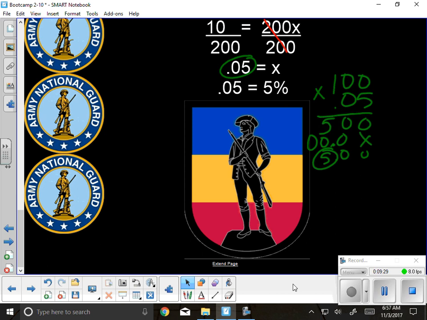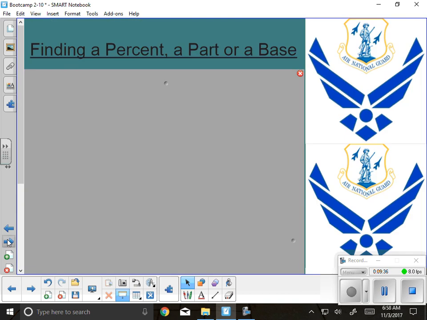That's the only extra step that you'll have to do with the equation compared to the proportion. Another reason why I think the proportion is just a lot easier is because you're already getting that 100 out of there, and you're going to end up with your whole number for your percent.